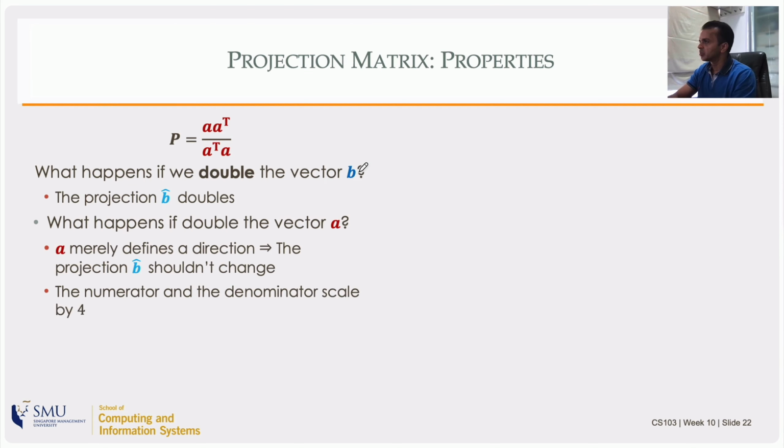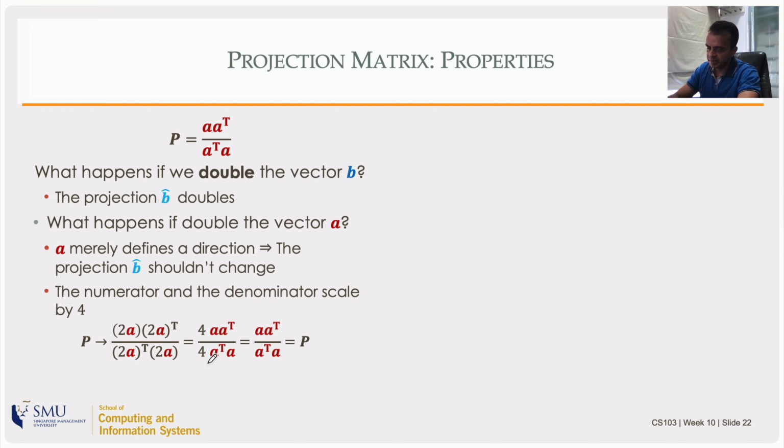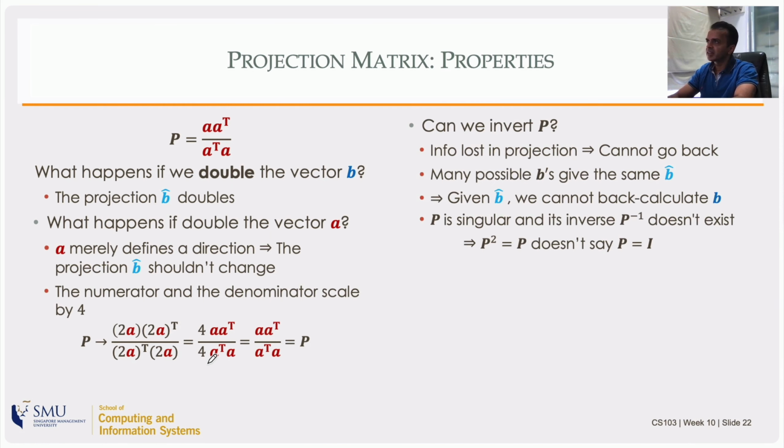So let's verify that. Suppose I double a. Wherever I see a in P, I'll just put 2a, and we'll just have a factor 2 times 2 in the numerator and 2 times 2 in the denominator. That will just cancel off and give me just P. And the inversion of P cannot be done because we lost information in making the projection, which means multiple vectors b can actually give you the same projection b hat. And we saw that it is actually a rank 1 matrix.